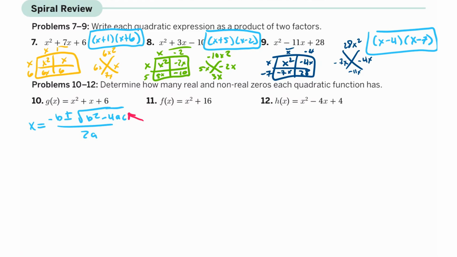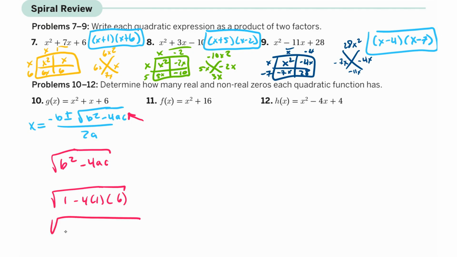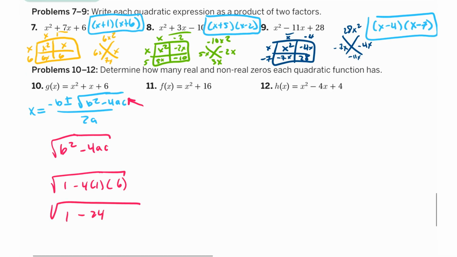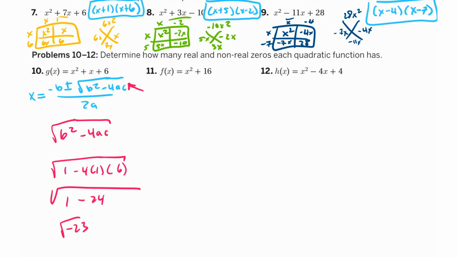If that becomes 0, then I get one solution or one real solution. And then if it becomes positive, then I get two real solutions. So I'm going to go ahead and use that idea to figure out, is this going to be taking the square root of a negative or not? In this case, for number 10, my b value is 1. So 1 squared minus 4 times 1 times 6. That gives me 1 minus 24. I end up getting the square root of negative 23, which means that I'm going to have two non-real zeros.